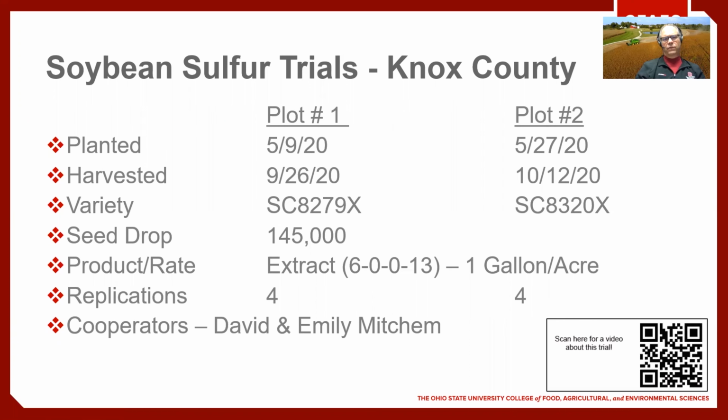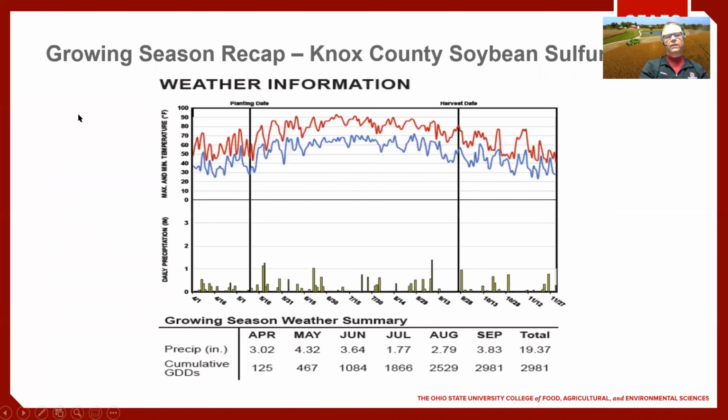The product that we chose to use was extract, and you can see the analysis there, and we used that at the recommended rate of 1 gallon per acre. Each one of these plots had 4 replications in there, and we're going to take a look at that data here in just a second.